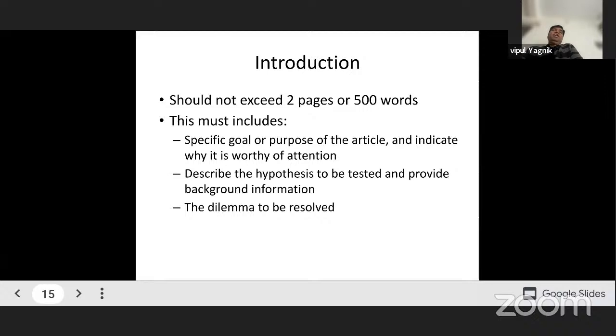Introduction. Ideally, the introduction should not exceed 2 pages or 500 words. A few journals will limit the introduction to 300 words. So you have to follow the guideline laid down by the journal. If the journal says keep the introduction up to 300 words, you have to use 300 words. This must include, and this is a very important point, the specific goal or purpose of the article and indicate why it is worthy of attention. Describe the hypothesis to be tested and provide background information and the dilemma to be resolved.